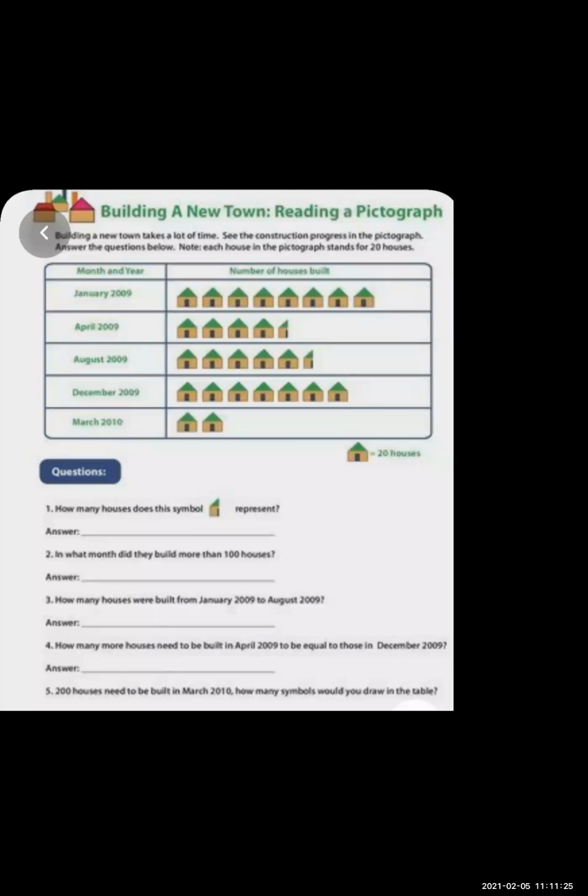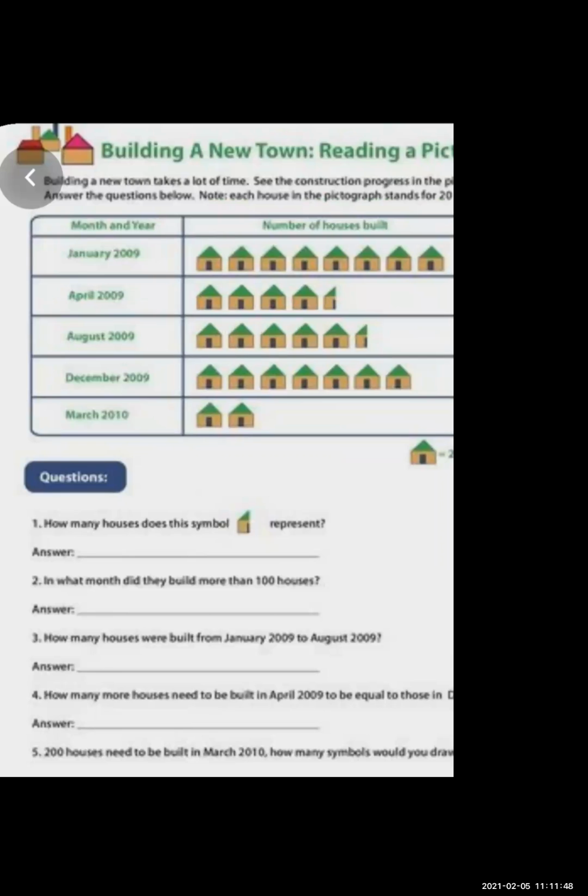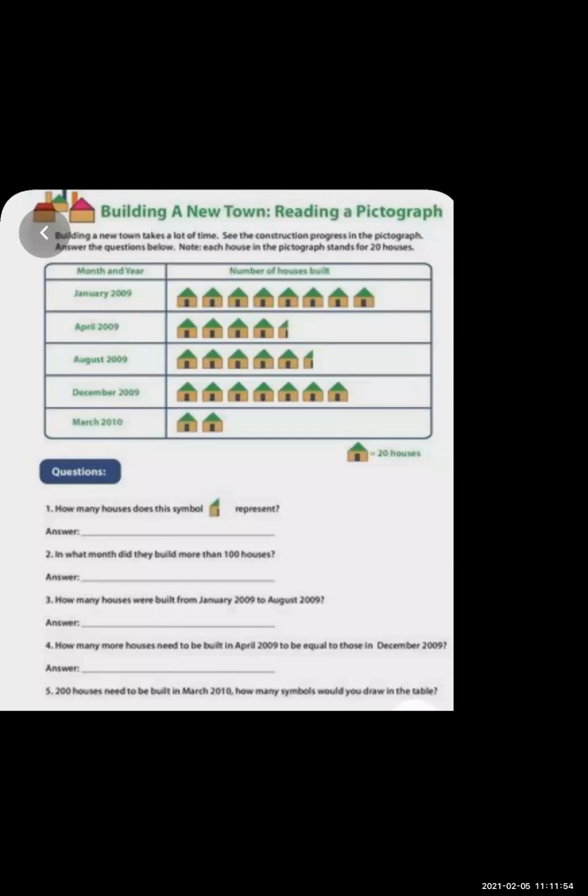Is my screen visible properly to everyone? Yes or no? Okay. Tell me which picture is there? It's a house. Now I'm going to zoom it. In the first column, month and year, and in the second column, number of houses. Now, in this question, what is the important part? Tell me, student.